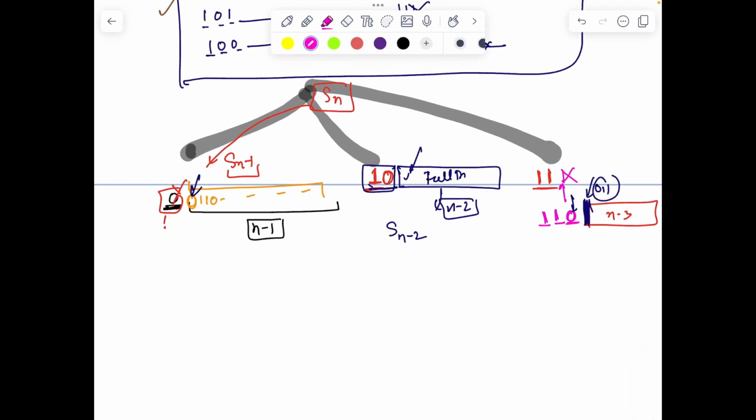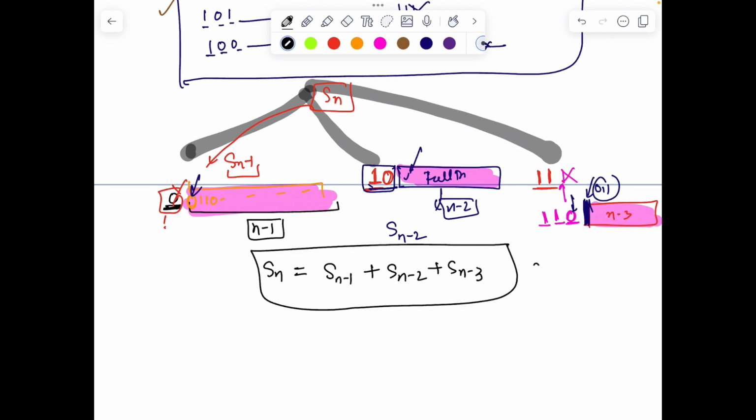Now with that freedom I can tell this full question is composed of 3 questions. First place 0, remaining anything you choose. First place 1 0, remaining anything you choose. First place 1 1, then it has to be 1 1 0 and remaining anything you choose. Hence Sn is Sn minus 1 plus Sn minus 2 plus Sn minus 3. And this is the recurrence relation for all n belonging to natural numbers, n greater than or equal to 4.